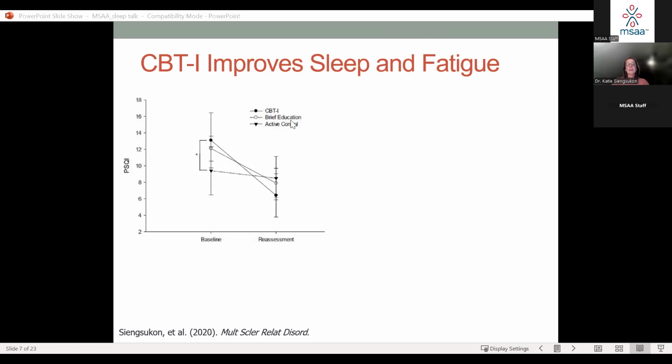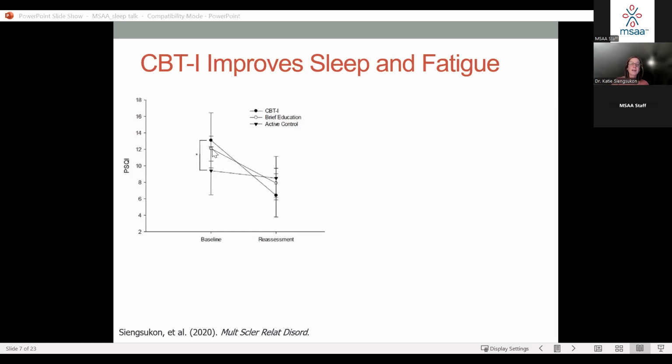What we're looking at on this figure is the Pittsburgh Sleep Quality Index, one of our gold standard questionnaires to look at sleep quality. A higher number indicates poor sleep quality. In this figure, the triangle is our active control group. You can see at baseline, they scored about a 9 on the Pittsburgh Sleep Quality Index, and they maybe improved slightly over the course of that 6-week period. Of course, we didn't expect them to improve.